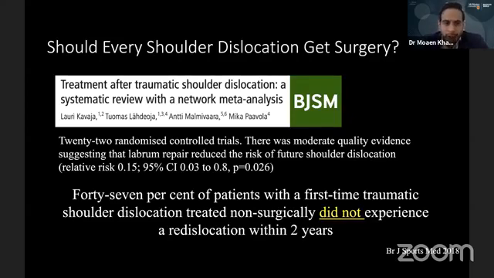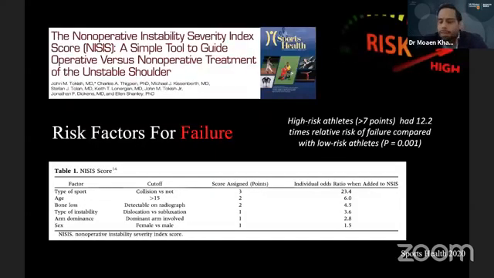Well, this is a good paper published by Dr. Pavola in BJSM in 2018, and they looked at 22 randomized controlled trials. They also found that, yes, surgery does decrease the rate of recurrent instability, but among patients who had a first-time dislocation and were treated without surgery, almost 50% did not have another dislocation within 2 years. That means that if you treated every single person who had a first-time shoulder dislocation with surgery, about half of them would undergo an unnecessary procedure. So how can we be a little more thoughtful in deciding who should get surgery and who should not?